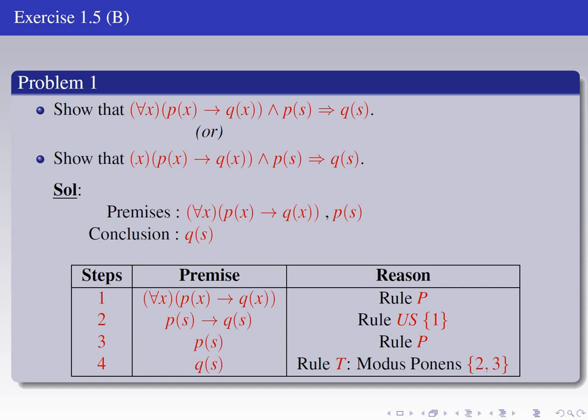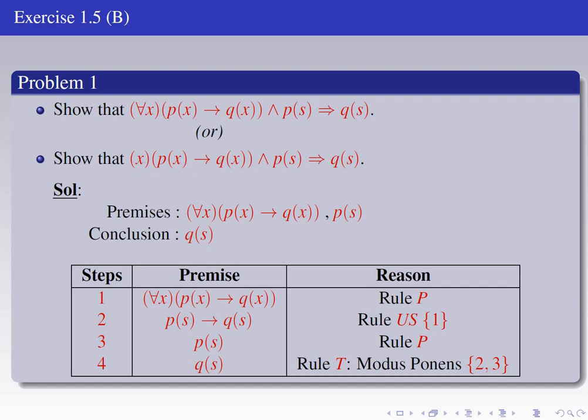In step 1, I consider the given premises. It should be represented as rule P. That is, in step 1, for all x, P(x) implies Q(x). That is the given premise, which is represented by the reason rule P. Second, using rule universal specification, we can rewrite step 1 as P(s) implies Q(s).